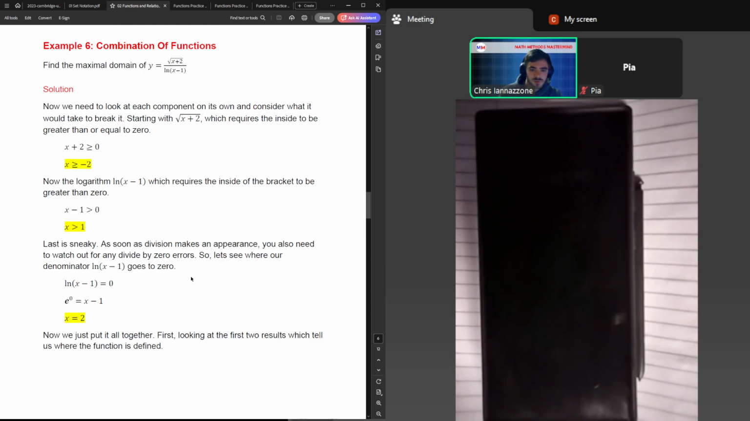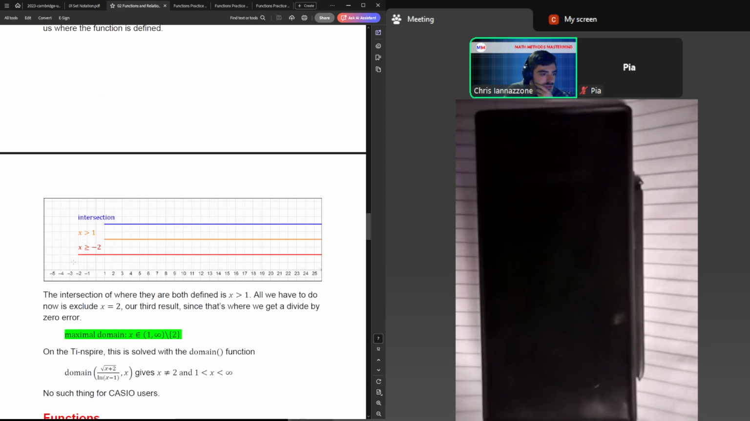That way you don't get confused when you're doing your own handwriting. So we've got all these possibilities. We need to make sure that all of them are true at the same time, because if any one of these things breaks, then the whole function breaks. So we're just going to do our number line.